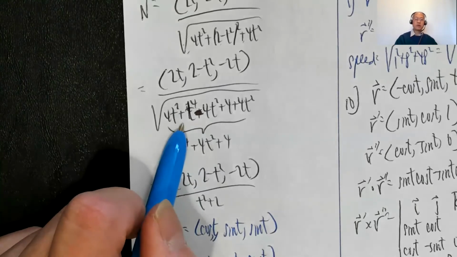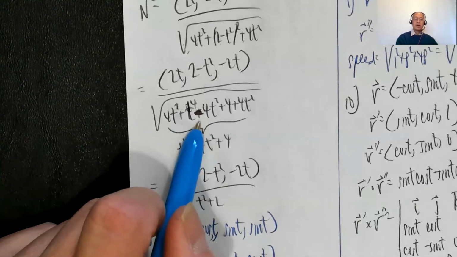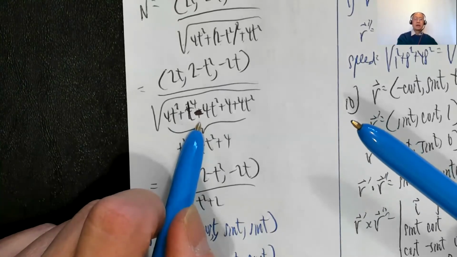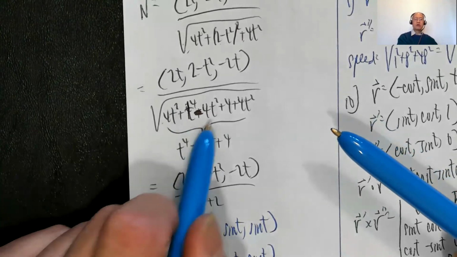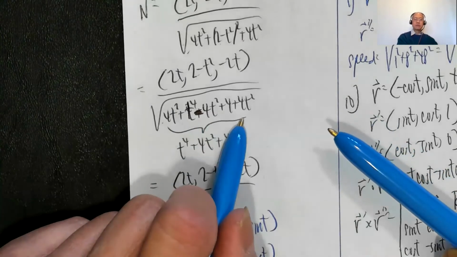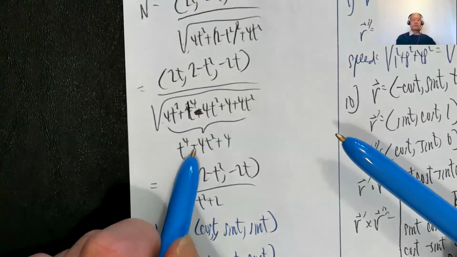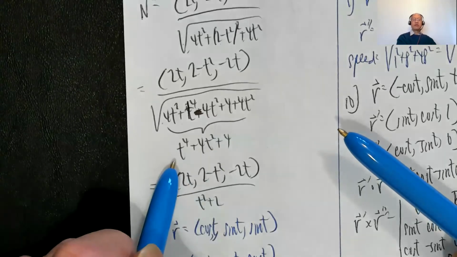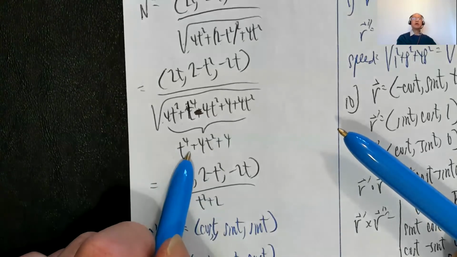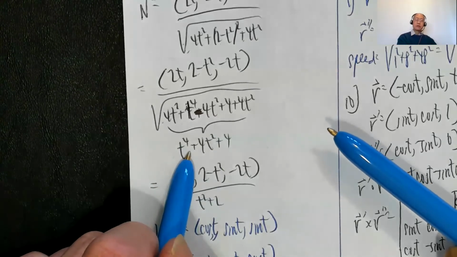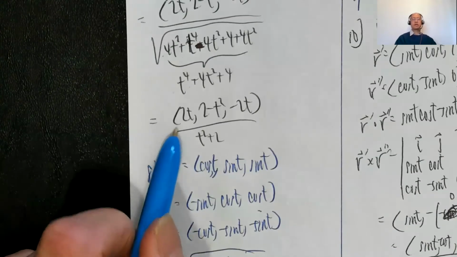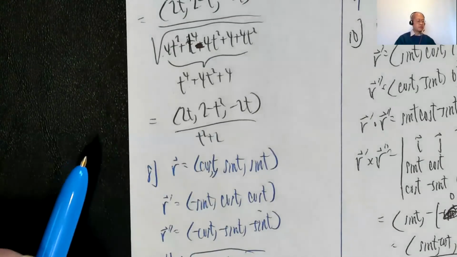And let's see, t to the 4th minus 4t squared, minus 4t squared cancels, plus 4t squared. So t to the 4th plus 4t squared plus 4, which very conveniently is t squared plus 2 squared, whose square root is just t squared plus 2. So finally, final answer is 2t, 2 minus t squared, negative 2t.